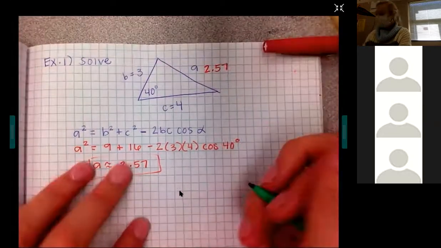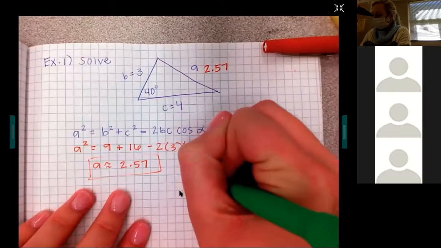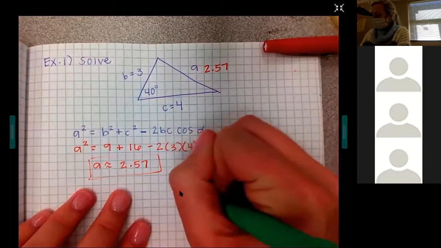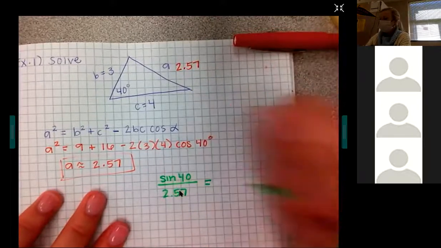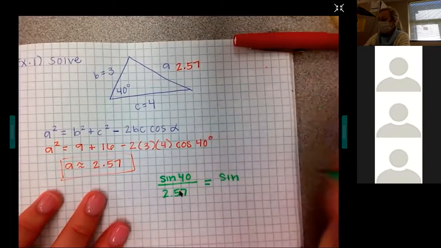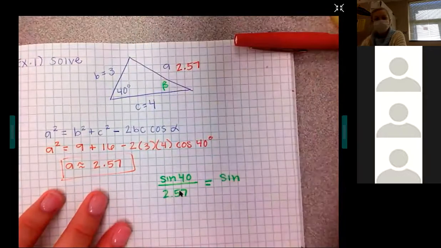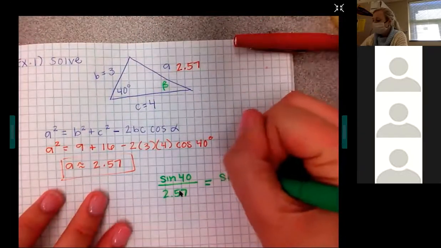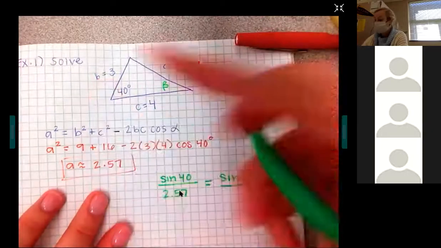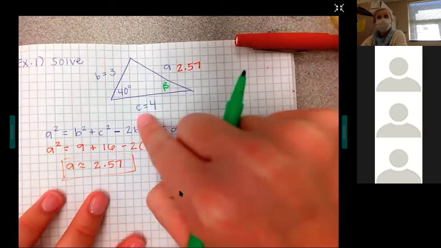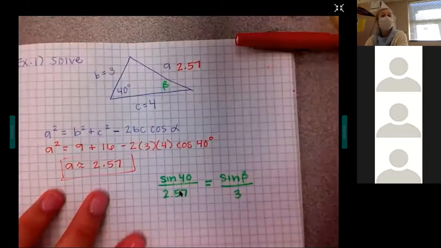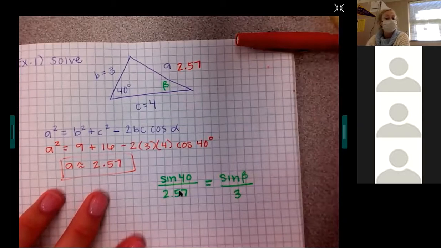So is everybody okay if I do for the next part, sine of 40 over 2.57 equals, we don't know the other angle. Do y'all want to find beta? Is that okay with everybody? So I'm going to put sine of beta. But we do know side B is 3. Do you have to find beta? No, you could find angle C first, right? Doesn't matter. You just got to find everything that's missing when it says solve.